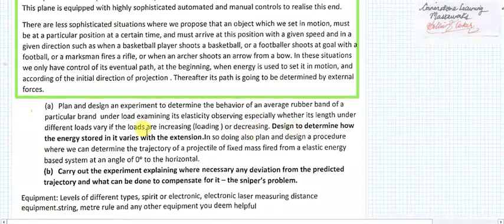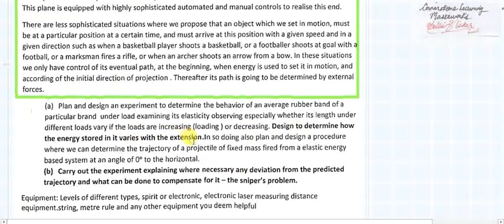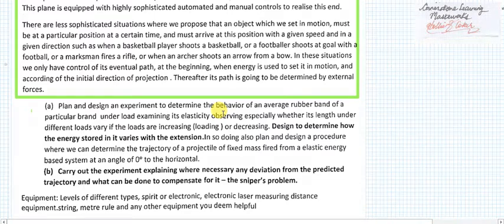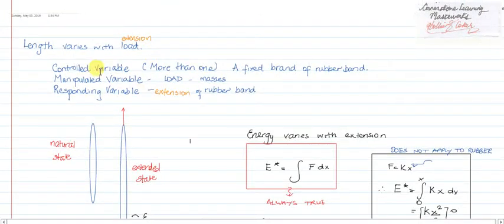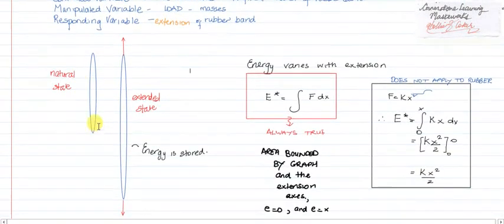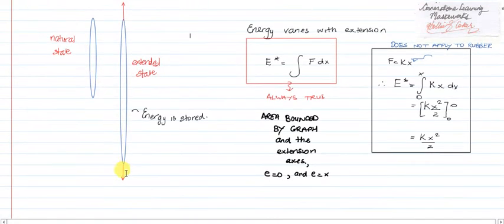Then you have to find how the energy stored in it varies with the extension. So let's get on to that, right? Okay. Here we are. If I add a rubber band in its natural state, this is natural length. If I add energy, add a load on it, or I put a force on the ends of it, it's extended and energy is stored.